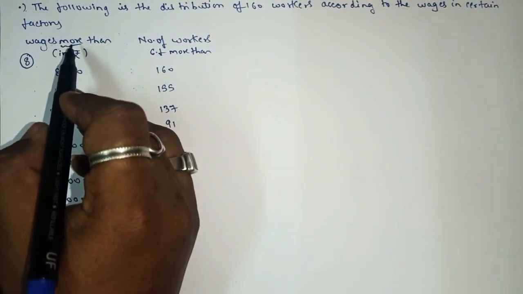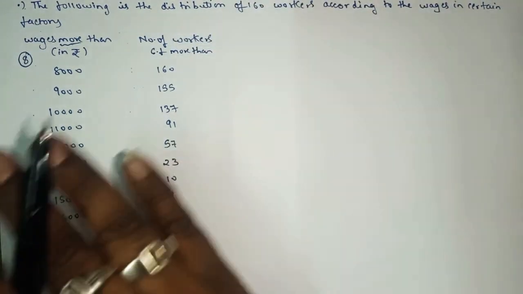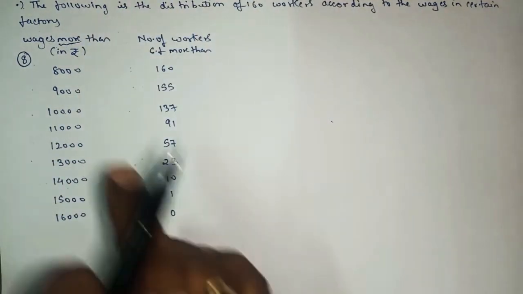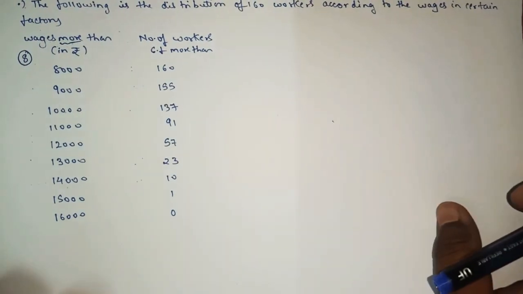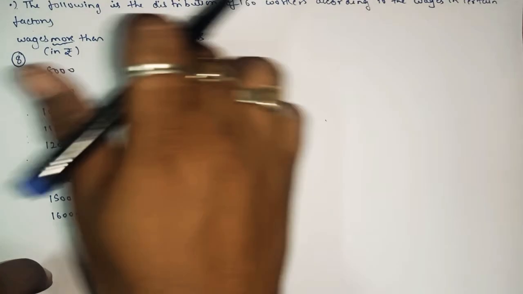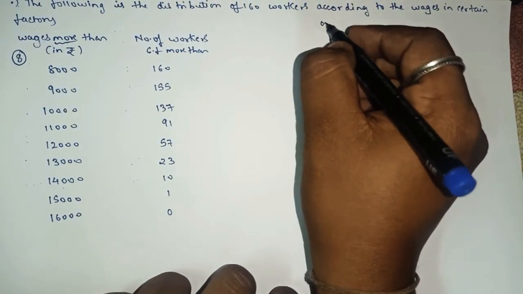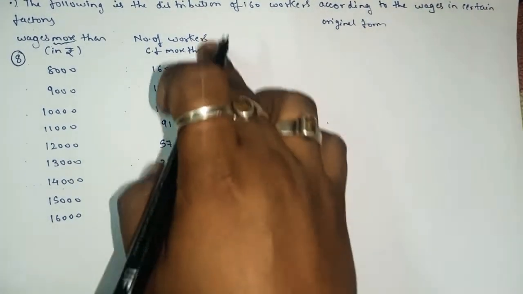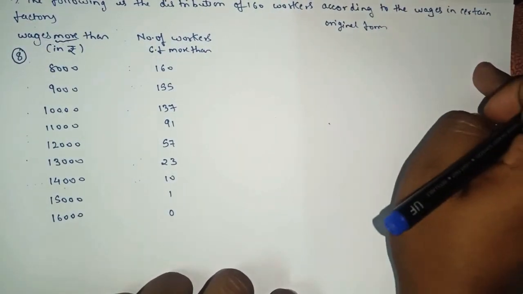Whenever they use the word less, see to it that the number of workers, that means the second column, is not the frequency, it will be what? Cumulative frequency less than. Now here they have used the word more than, so this column is cumulative frequency more than. So this is not the actual format, so here we have to create our actual format, that is the original form. So now we'll see how to form our original table with respect to class, frequency and the cumulative frequency.